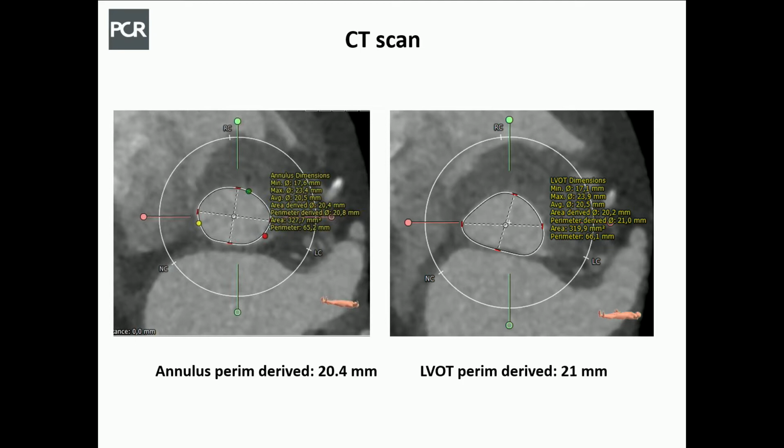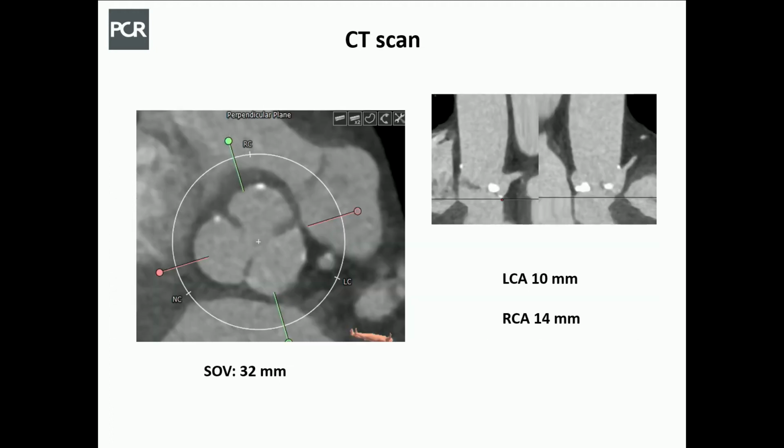On the CT scan, we see at the annulus level a perimeter-derived diameter of 20.4, almost comparable at the LVOT level, 21 millimeters, so a tubular configuration. The SOV is a generous 32, takeoff of left main and right coronary artery also comfortable in this sinus of Valsalva, so no issues regarding coronary perfusion in case of TAVI.